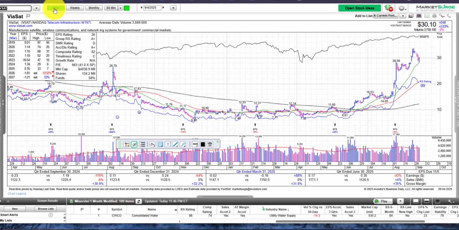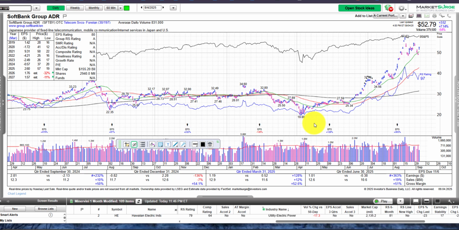Wow. This is an explosive move. But too far gone for us now. SFTBY. Must be an ADR, yeah, international company. That's what makes those gaps, because it's trading overnight.